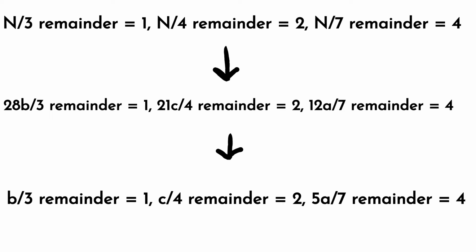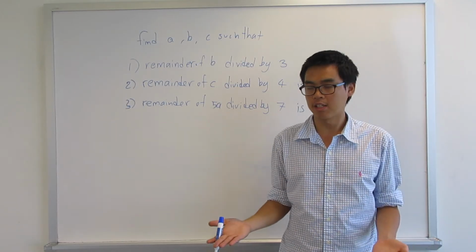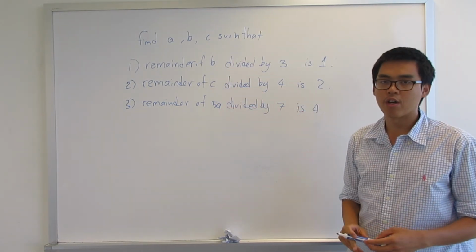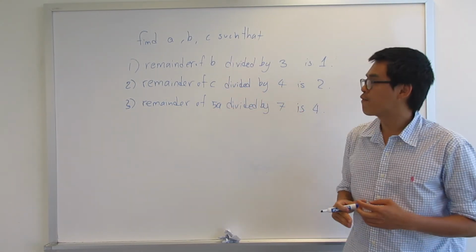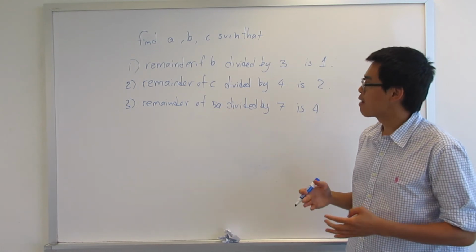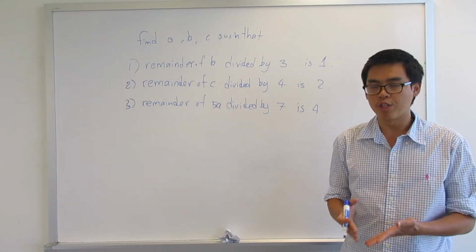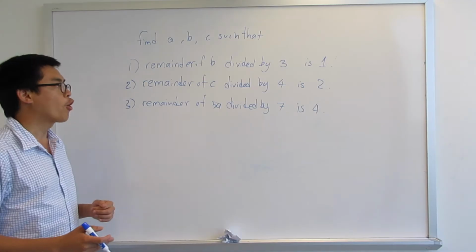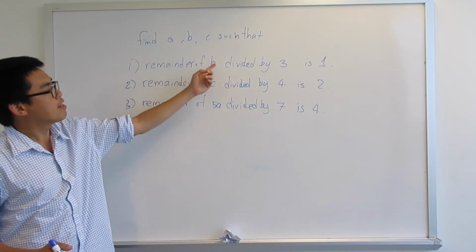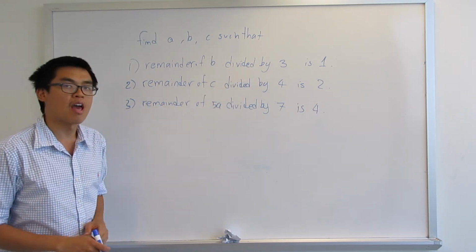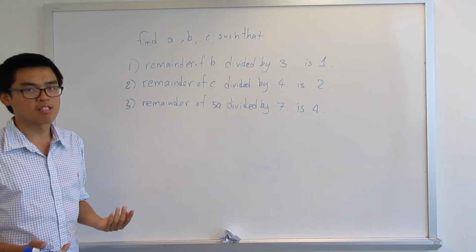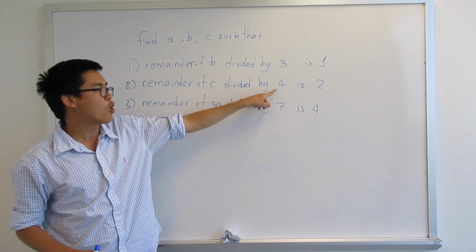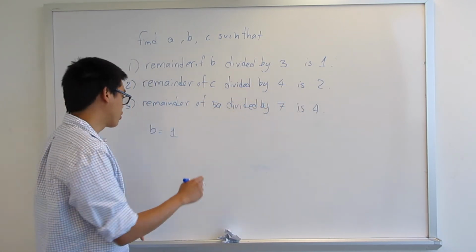Alright, and this is a great place to just do guess and check. Meaning we just come up with b, c, and a that make these 3 conditions true. There's a little more efficient algorithm on how to find a, b, and c. For the time being, we're just gonna use guess and check because it's not too troublesome. For example, if you want b such that when you divide b by 3 you have remainder 1, you can guess b could be 1. The same for c. You want c divided by 4 to have remainder 2, so c could be 2.